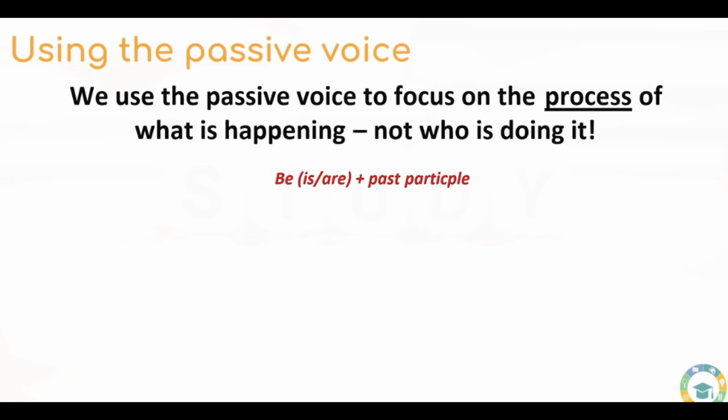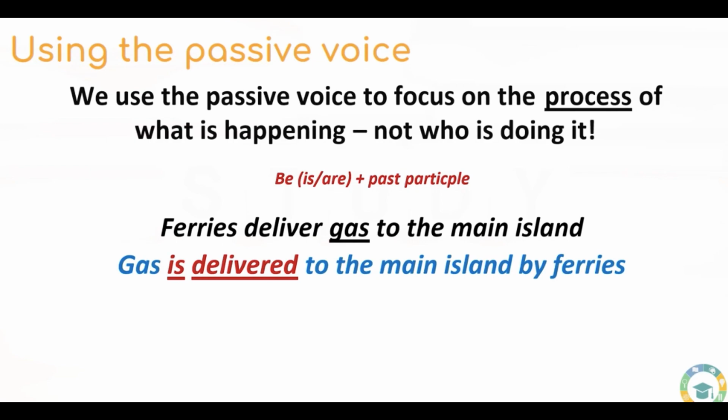So the passive voice is making your writing more about the action that is happening, not who is performing the action. Here are a few examples. So in black, we have an active voice. Ferries deliver gas to the main island. And here I have changed the sentence structure round to create the passive voice. Gas is delivered to the main island by ferries. So gas really is the action of what is happening. We're delivering gas, and that has started at the start of my sentence. Gas is delivered to the main island by ferries.